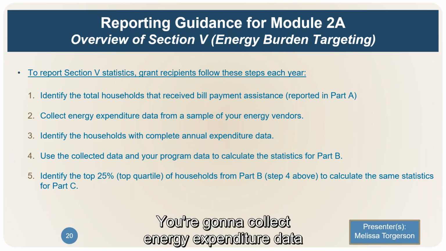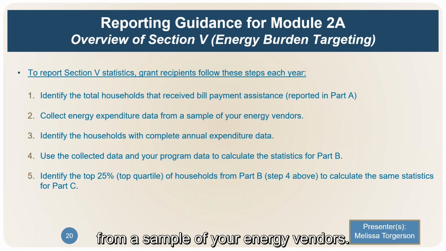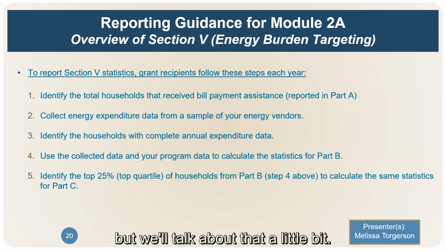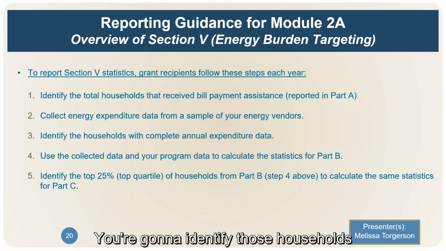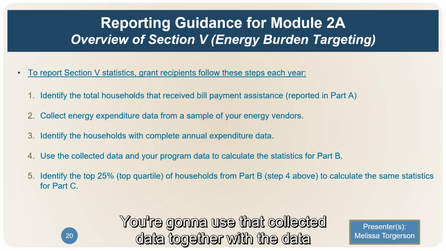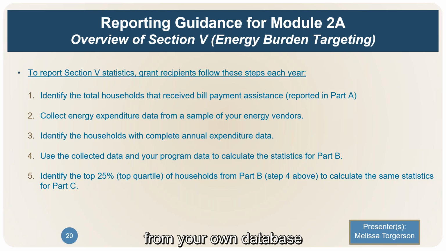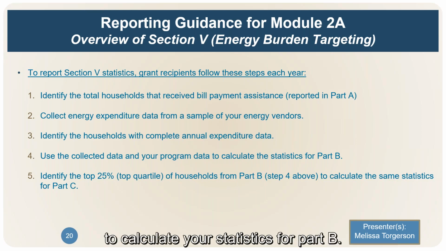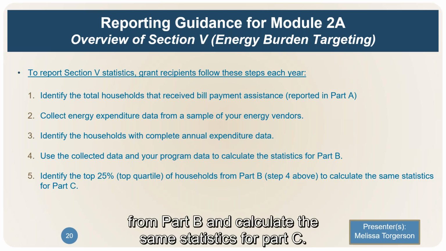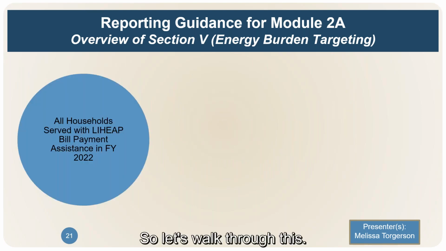You're going to collect energy expenditure data from a sample of your energy vendors. Many of you have already started this. Some of you are getting ready to start this, but we'll talk about that a little bit. You're going to identify those households that you get complete annual expenditure data back for. You're going to use that collected data together with the data from your own database to calculate your statistics for Part B. And then you're going to take a portion of the households from Part B and calculate the same statistics for Part C. So let's walk through this.